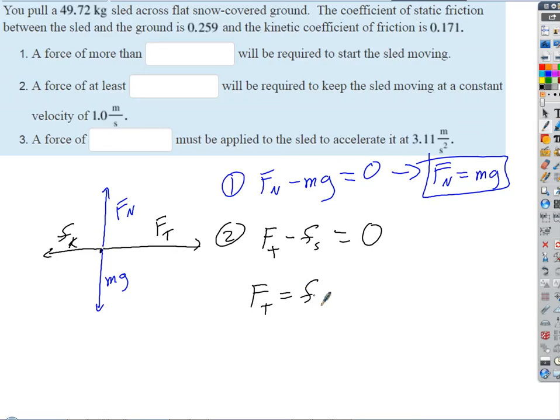Tension must equal static frictional force, which from our equation, the maximum static frictional force is just mu sub s times normal force, but what's normal force? Mg, right? Does that make sense? So that's the tension we have to pull with. 0.259 times 49.72 times 9.8, whatever that gives me, okay, is the answer to part 1. Agreed?